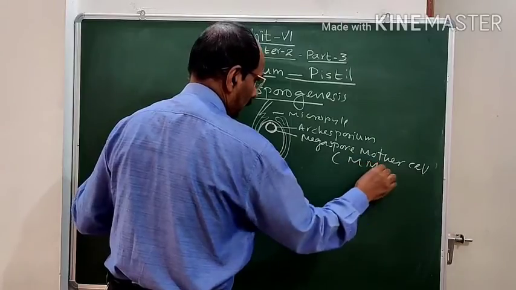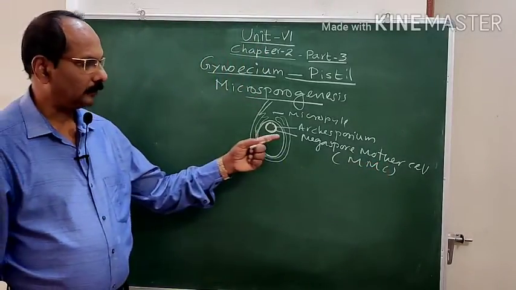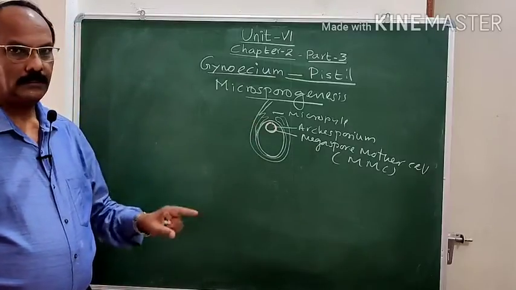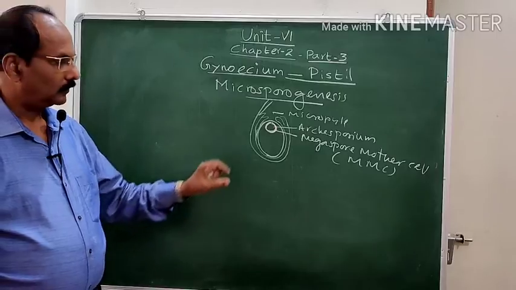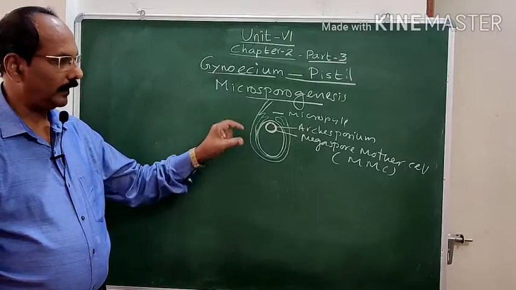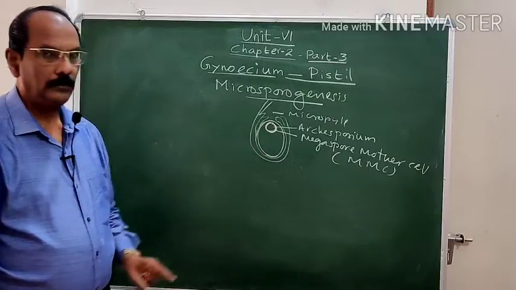Megaspore mother cell. So the archisporium directly changes into a megaspore mother cell. The megaspore mother cell is diploid, so we have to produce a haploid megaspore. For the conversion of the diploid to haploid, meiotic division must take place. So this undergoes the meiotic division.